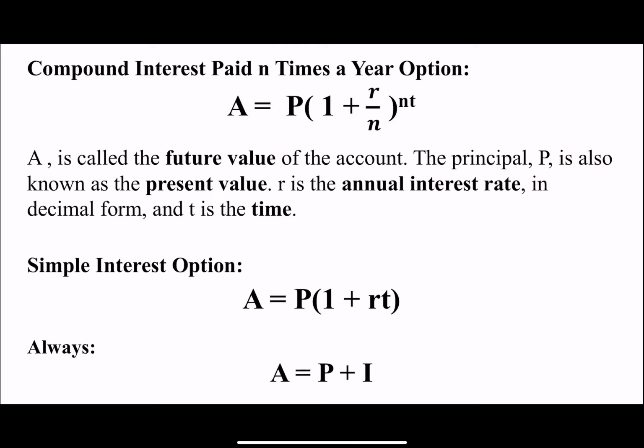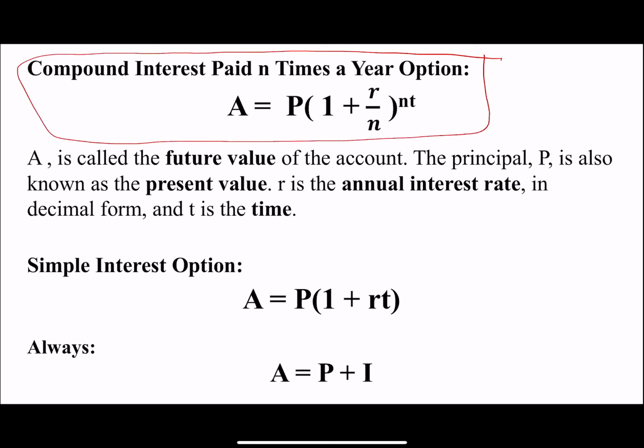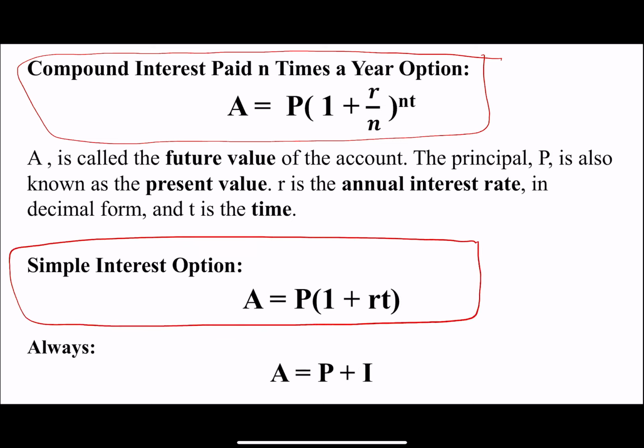For interest compounded n times a year, we have this equation. For simple interest, we have this equation. The first one is compounded n times a year, the second one is the simple interest option. But for any option that we have, future value is principal plus interest, or interest is future value minus principal. This is always true.